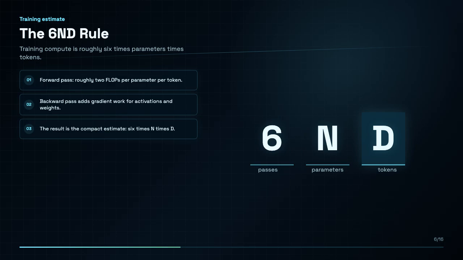This doubles the forward pass cost, giving us 4 flops per parameter per token. Add the forward pass again, and you get 6. This 6ND formula is a remarkably good approximation for transformer models, where N is the number of parameters and D is the number of tokens.